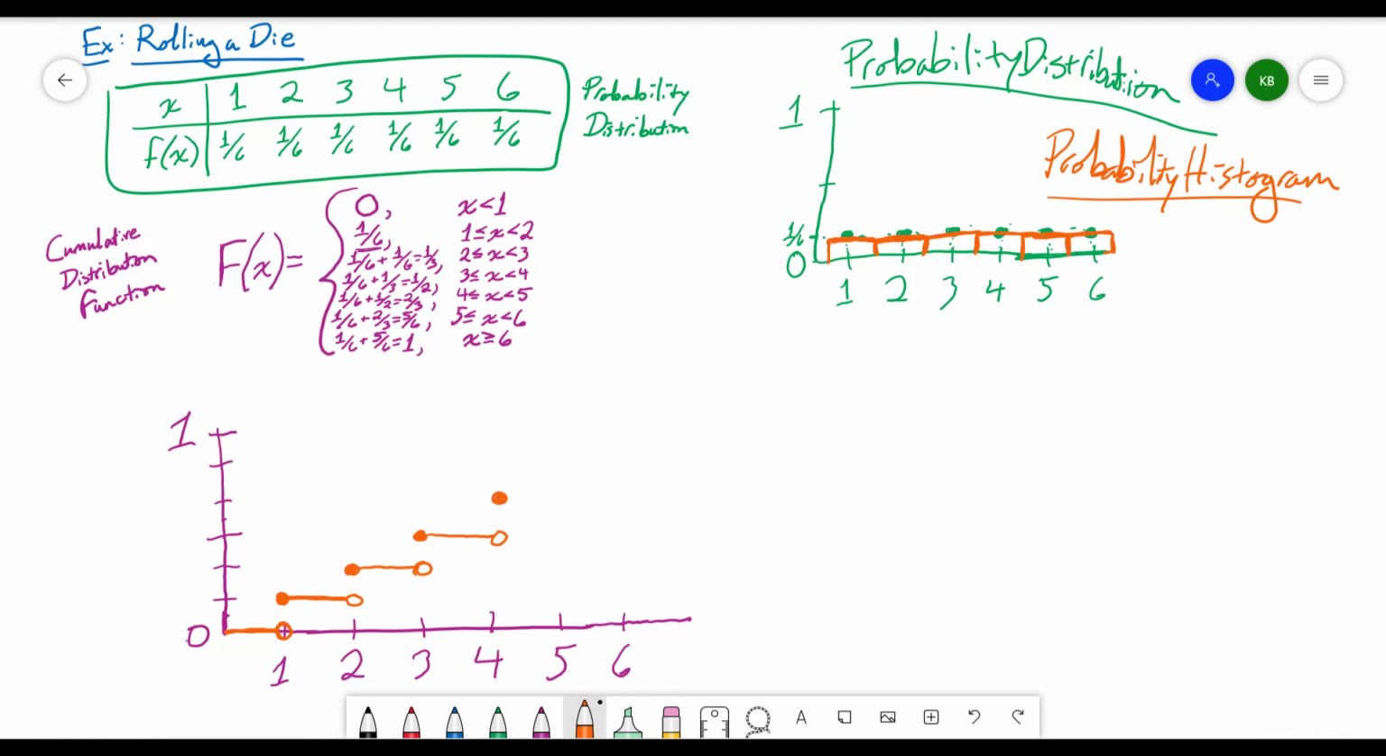Bumping up to 2/3, same thing between 4 and 5. And bumping up to 5/6, same thing between 5 and 6. And then finally I get to, at 6, a value of 1, and that continues on forever. So whenever I plot a discrete cumulative distribution function, it's going to look like a step function.